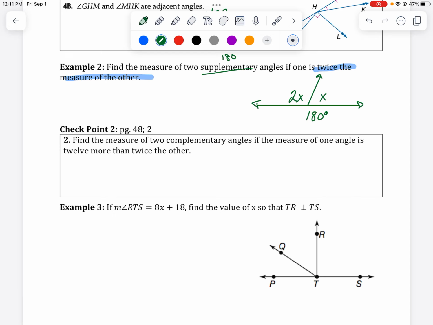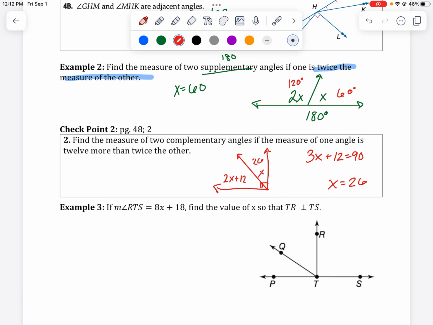So here x should be 60. You got 60 degrees and 120. And then here I've got complementary angles, forms a right angle. So one of them is unknown as x, and the other one is 12 more than twice the other, so 2x plus 12. So you should have 3x plus 12 is 90. And you should get x is 26, so you get 26 and 64.